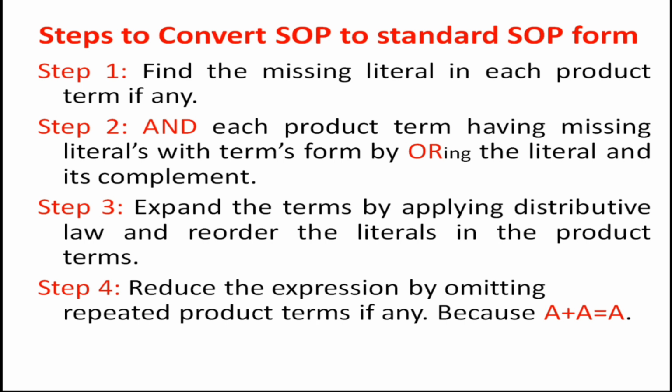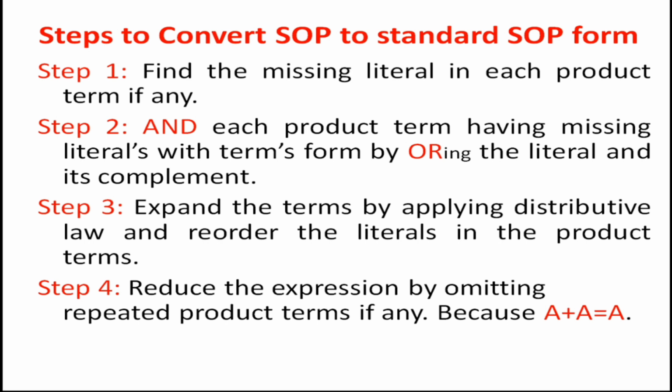And in step 4, we are going to reduce the expression by omitting the repeated product terms, if any, because if you look into the Boolean algebra theorem, A plus A is going to be A only. So if there are any repeated product terms present in the expression, we reduce it by omitting those repeated product terms, based on the law A plus A equals A.